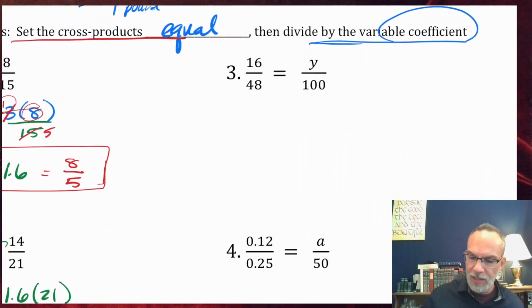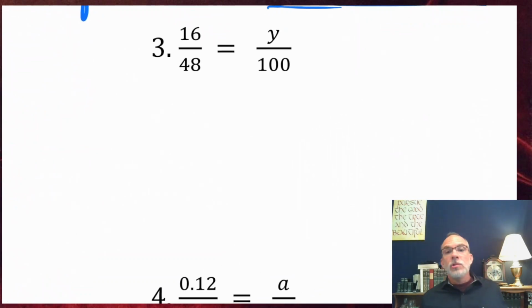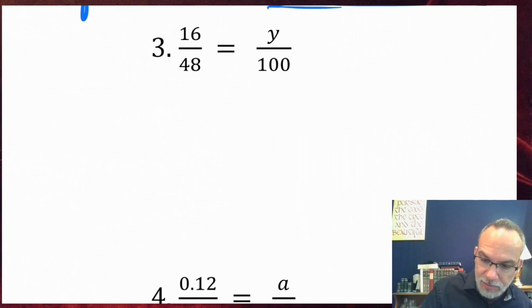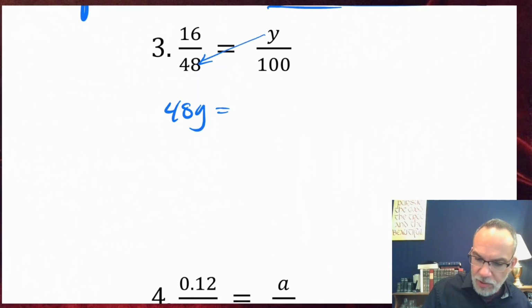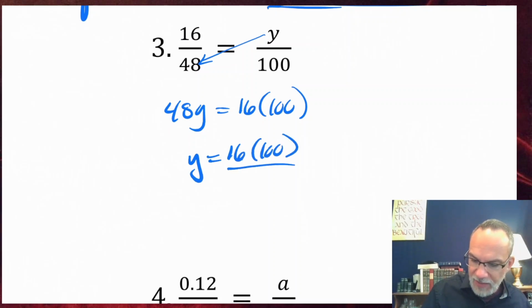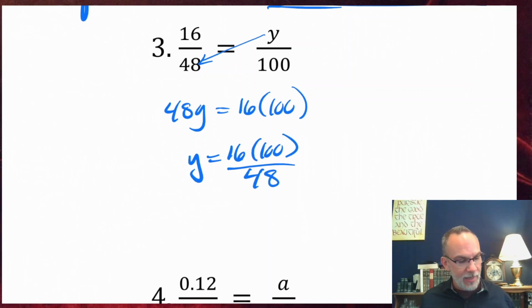Okay? Now, number 3. Try it. Stop the video. Go for it. Seriously this time. Do it. Okay, we're back. Big numbers. How about y times 48? So 48y equals 16 times 100. And then if I divide both sides by 48, I get y is equal to 16 times 100 divided by 48. And if you reach for your calculator now, 16 times 100 divided by 48, what do you get?